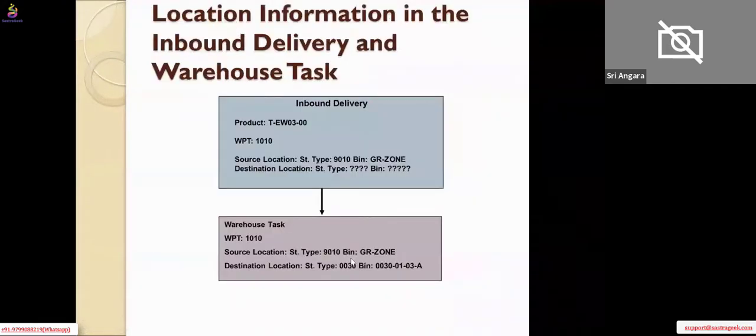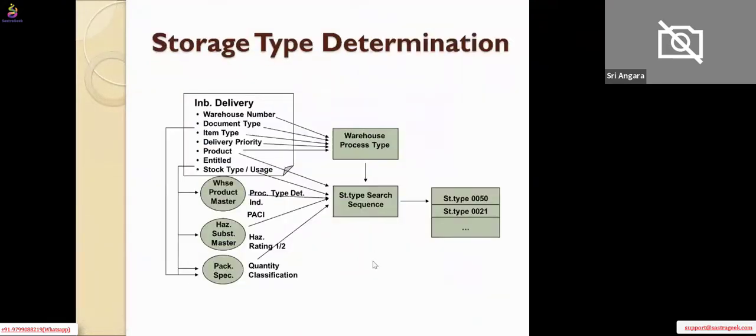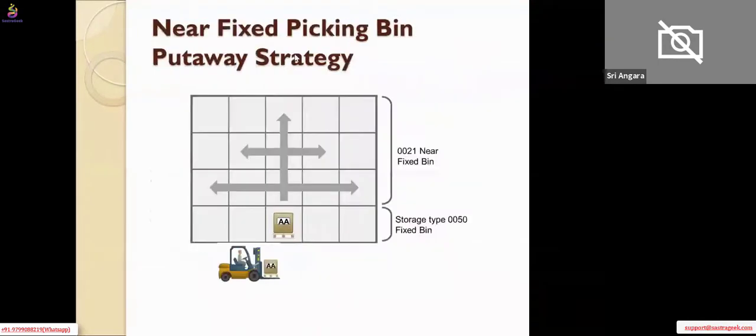Now, as I said, we need to understand a few things. Once we have received the product inside your staging areas or your dock door, the system has to automatically determine your storage types, because in some business cases you might manually perform the put away, but in most business cases, like 99%, the system would be proposing the destination where it needs to be placed.